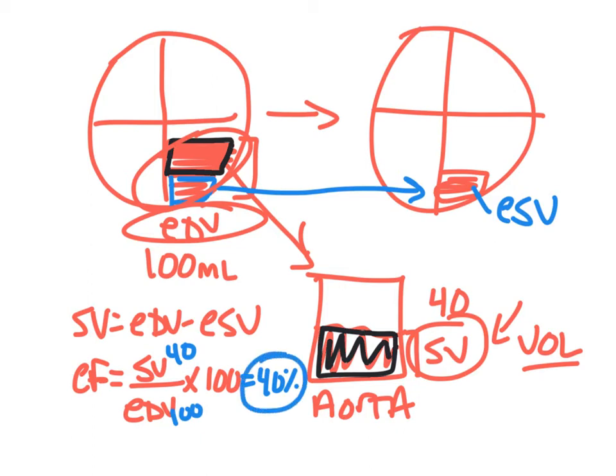As far as numbers, a normal resting ejection fraction is about 60%. And as you might expect, it goes up during exercise to approximately 74%. That's going to vary depending on the individual and depending on the intensity of the exercise.